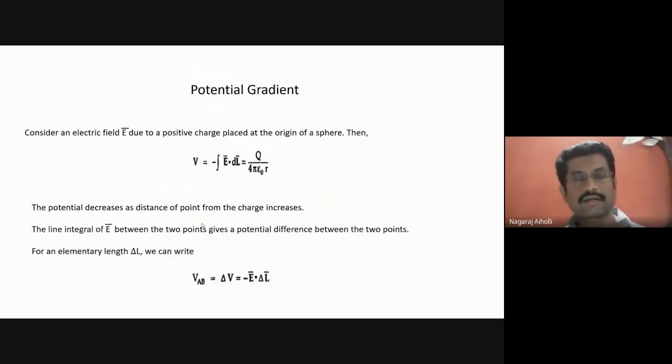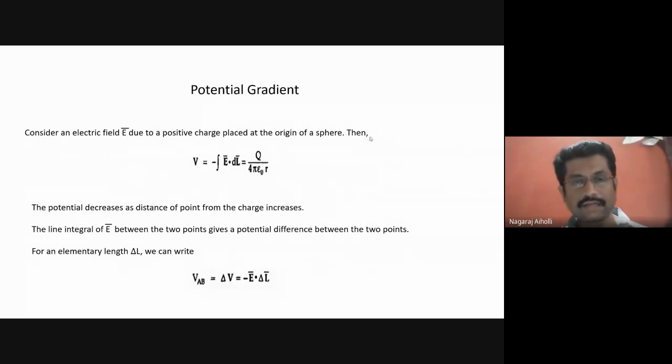Next is the topic on potential gradient. Let us try to understand what this potential gradient is. Let us consider an electric field E bar due to a positive charge placed at the origin of a sphere. It's a sphere, right? At the origin of the sphere, at the center of the sphere, a positive charge is placed, and we are considering the electric field intensity E bar due to this positive charge placed at the center of the sphere.